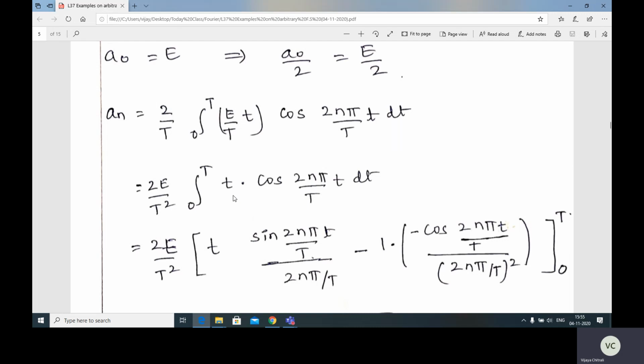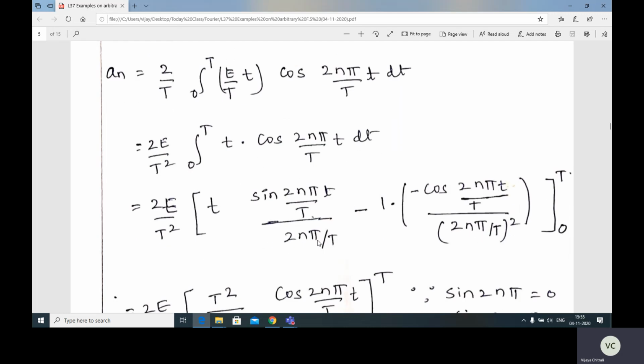So apply Bernoulli's rule, integration by parts. Always the first function is u. So the polynomial is u, and next, the second function is v. So 2E divided by T square, t times the integration of cos, which is sin 2n pi t divided by capital T over 2n pi divided by T, minus the derivative of t, which is 1, and the integration of this is minus cos 2n pi t divided by capital T divided by 2n pi divided by T raised to 2, and the derivative of a constant is 0. 0 into something is 0. So the next terms will be 0. Limits vary from 0 to T.